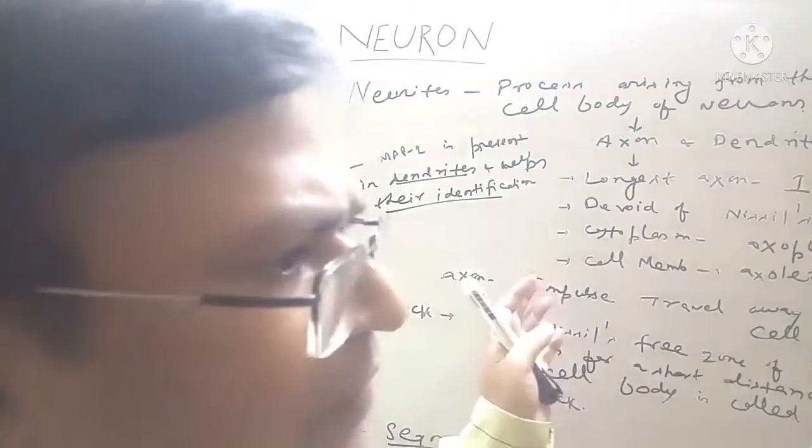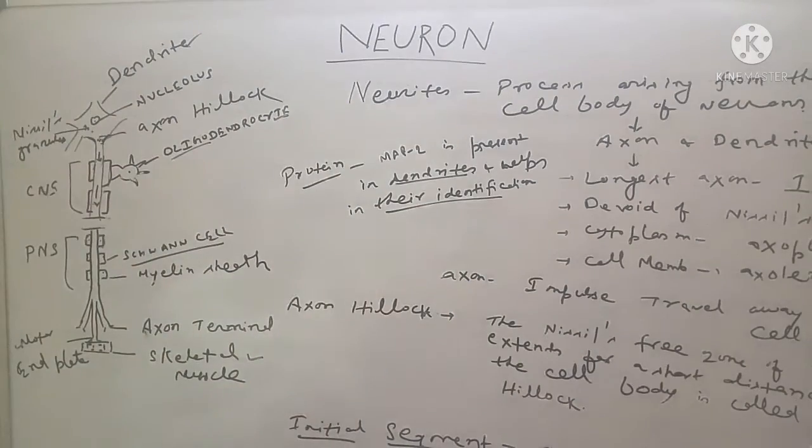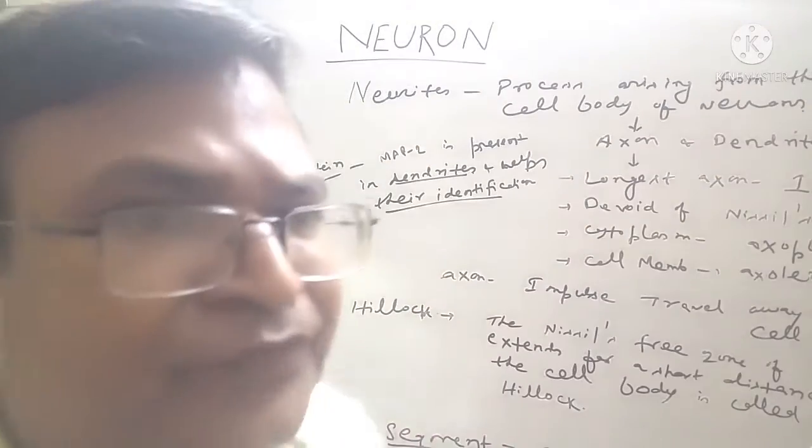This is the neuron. What is the difference between the axons and the dendrites? I will discuss that in the next part.